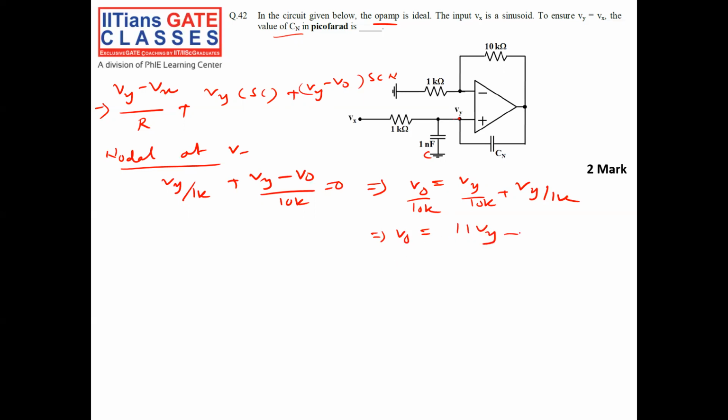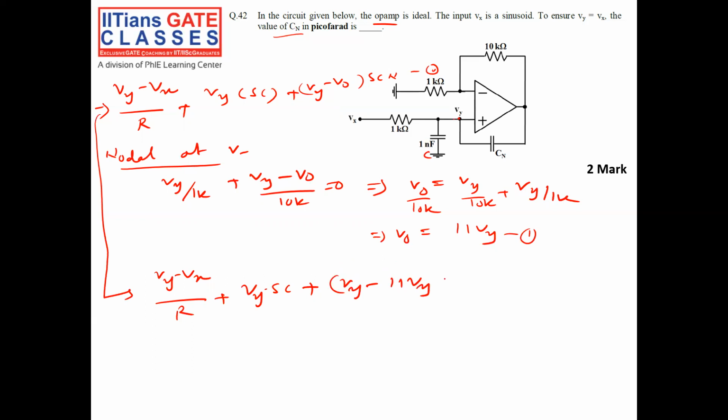Let's put this V0 in the above equation. So this equation will become (Vy minus Vx) by R plus Vy into Sc plus (Vy minus V0), and Vy minus V0 is minus 10 Vy, into Scn, equal to 0, right?